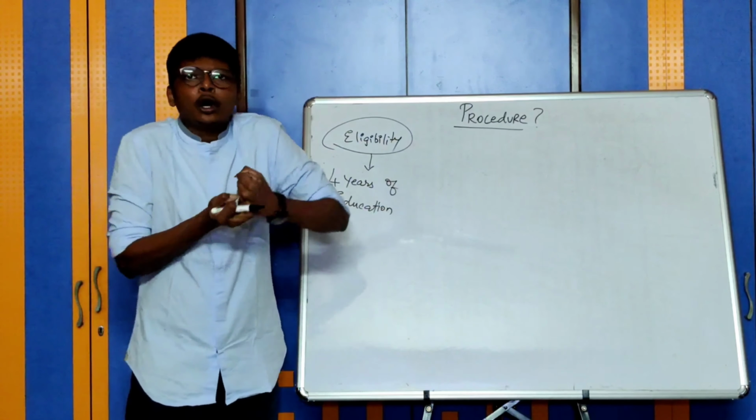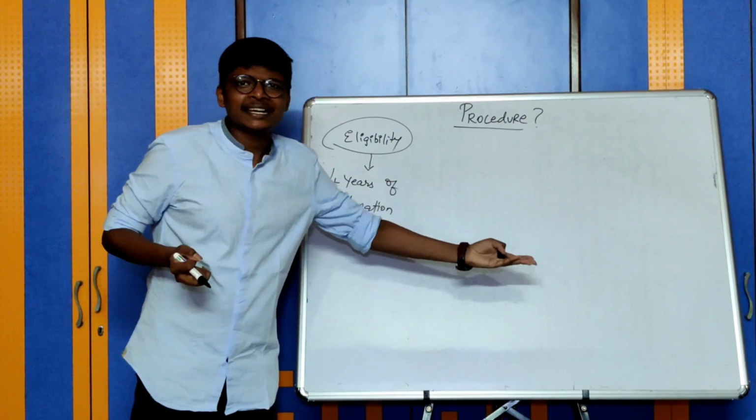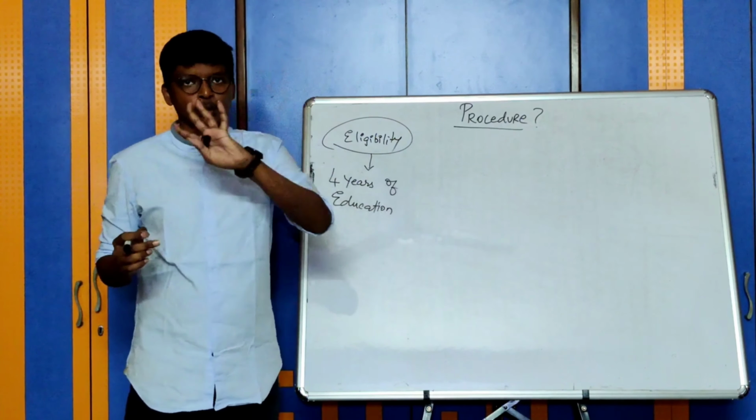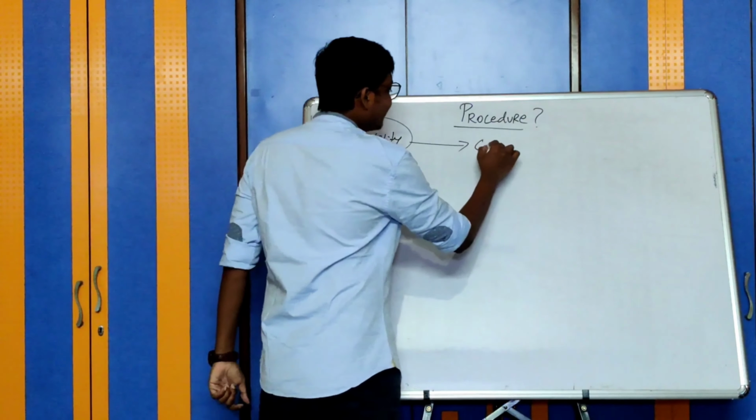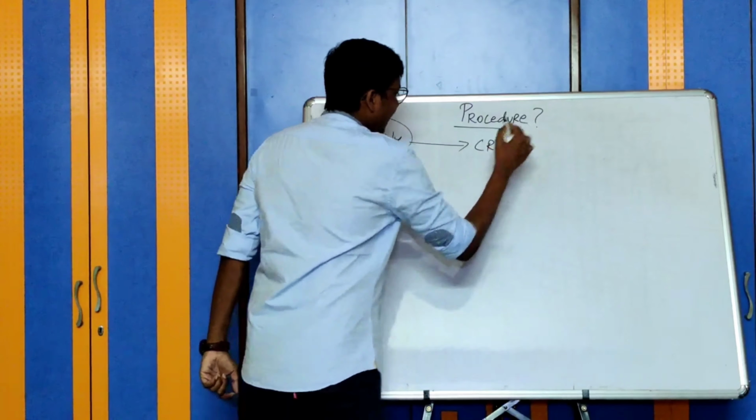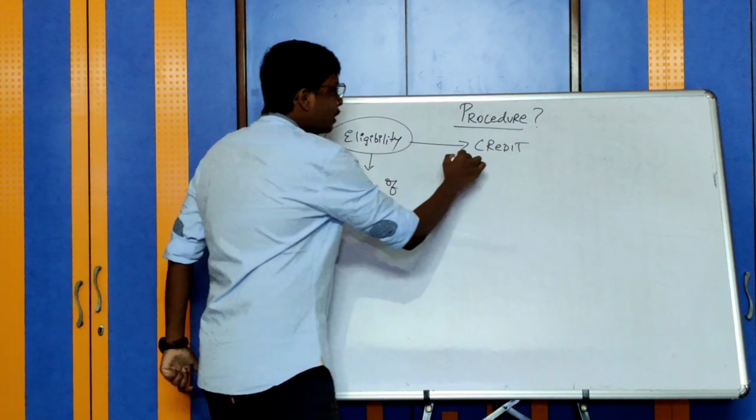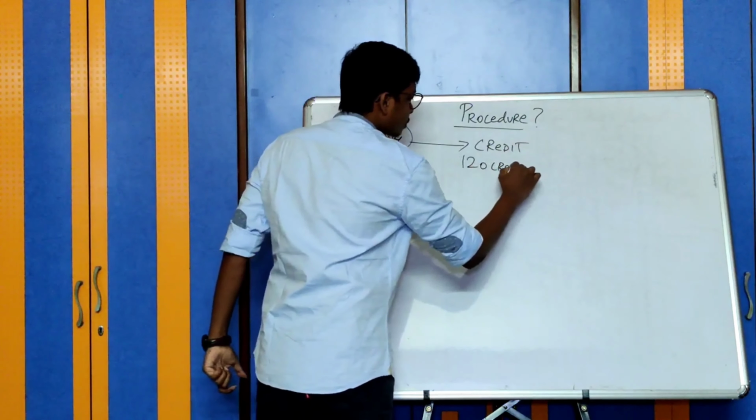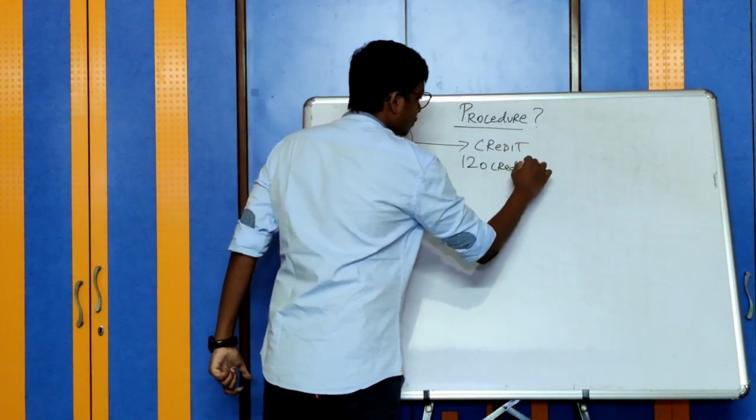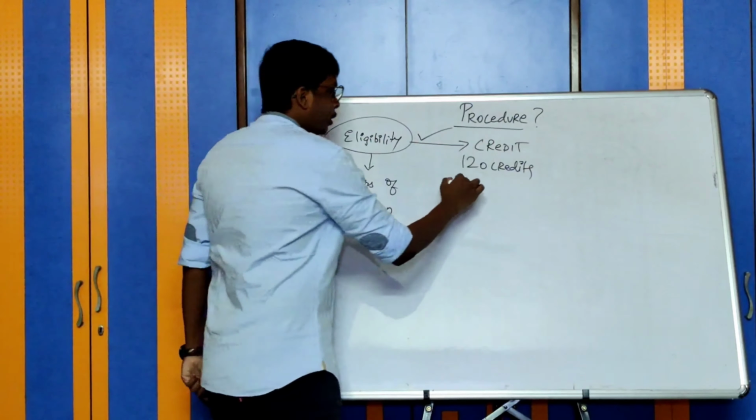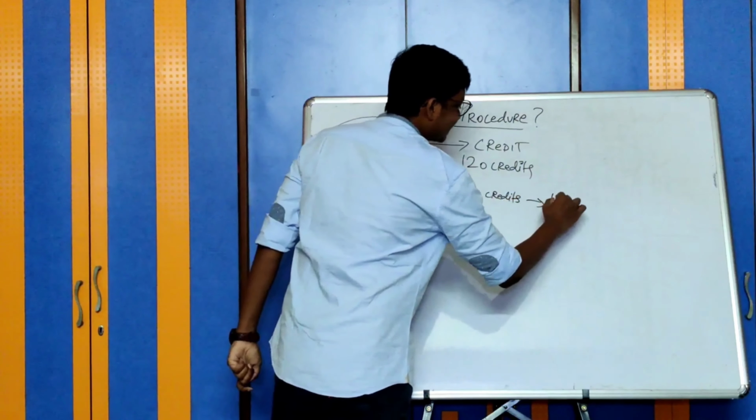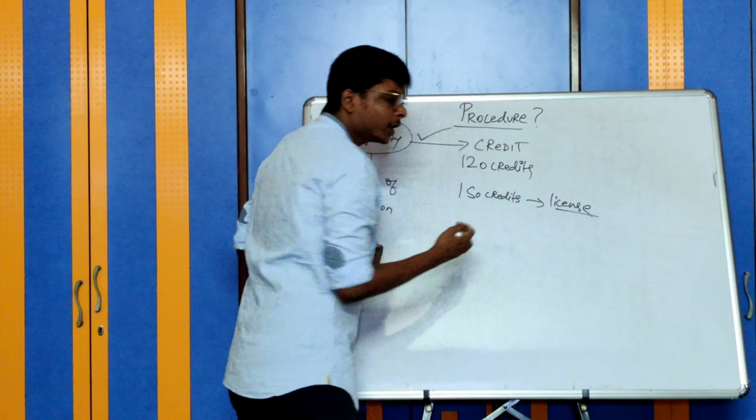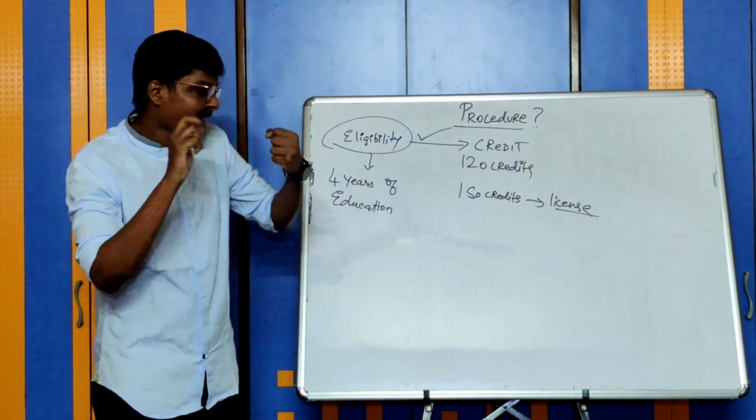Now, do they consider all the education, BCom, CA, CS as equivalent? No. For eligibility, they have something called a credit system. Anybody who has 120 credits is eligible to take up the exam, and after passing the exam, you need to get 150 credits to get the license to practice, equivalent to the certificate of practice.